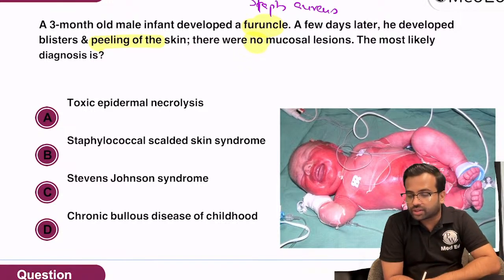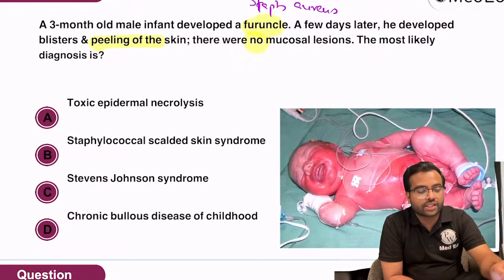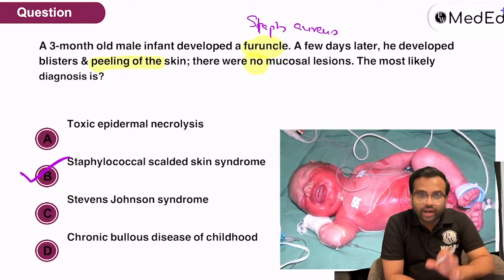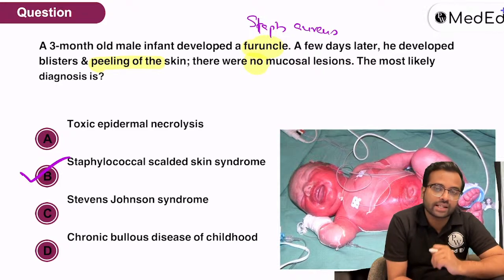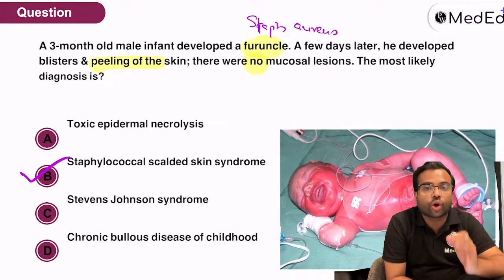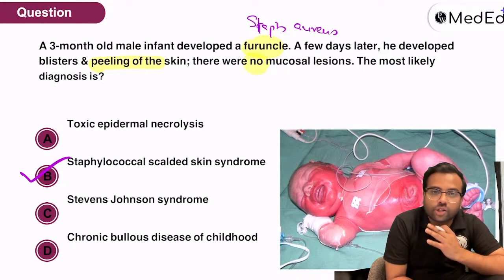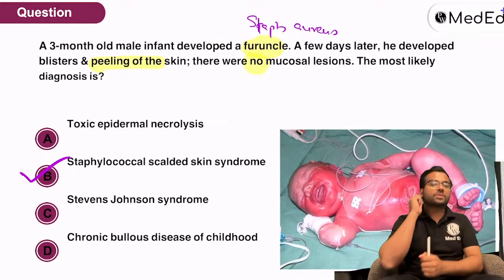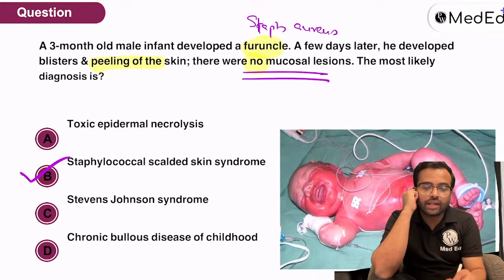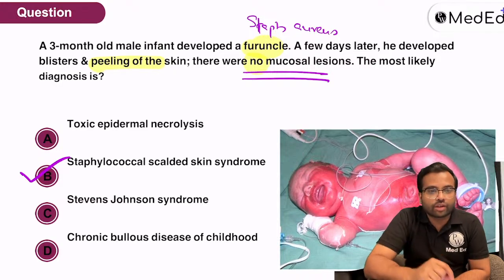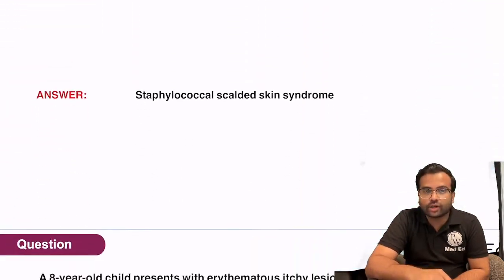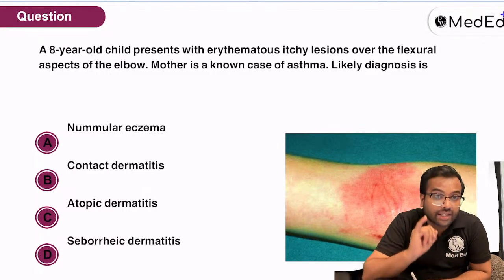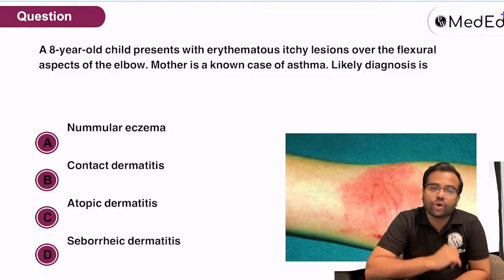What is the likely diagnosis? Yeah, everyone is answering in the chat box as staphylococcal scalded skin syndrome. क्योंकि यहाँ पे क्या हो रहा है? Furuncle, which is caused due to Staphylococcus aureus, this staph is going to release toxins in the blood. So once it releases toxins in the blood, the patient can present with massive peeling of the skin, and this massive peeling of the skin without any mucosal involvement is called staphylococcal scalded skin syndrome. So very good. Yes, it's also called Ritter's disease or pemphigus neonatorum.